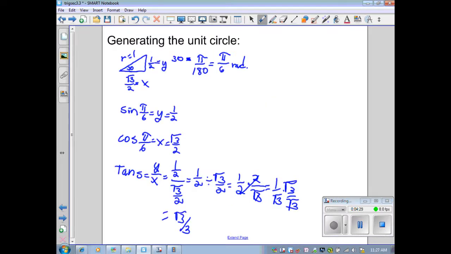And now that I have these three functions, I can determine the reciprocal functions of cosecant, secant, and cotangent by taking the reciprocal and following the constraints generated by the previous slides that I cannot have a zero in the denominator.